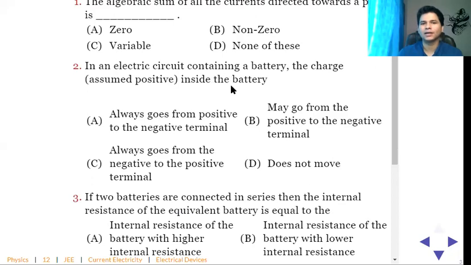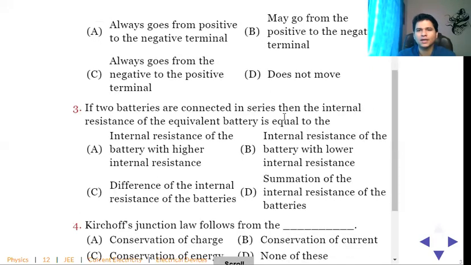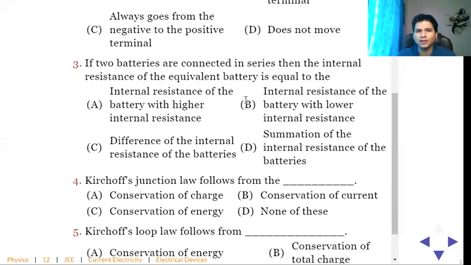In an electric circuit containing a battery, the charge is assumed positive inside the battery. Easy? Yes, okay. Third one. Two batteries are connected in series, then the internal resistance of the equivalent battery is equal to, tell me. This also we have done in the last class, right? It is equal to what?